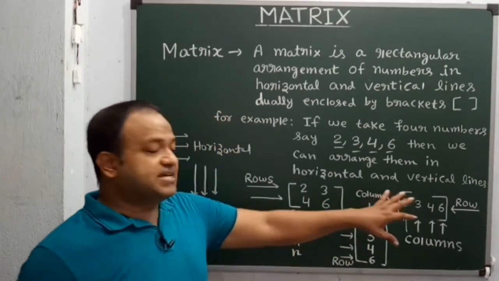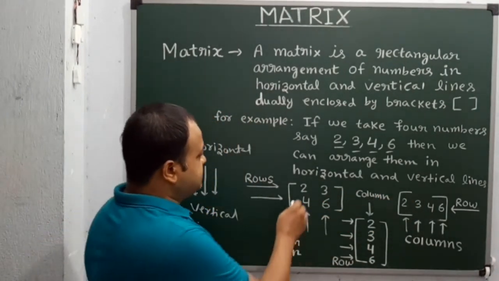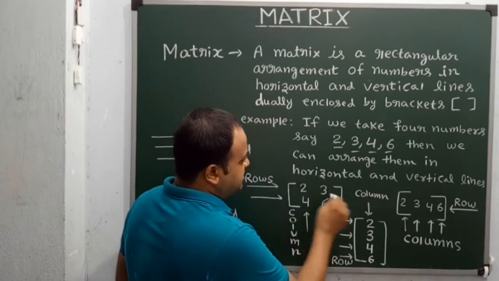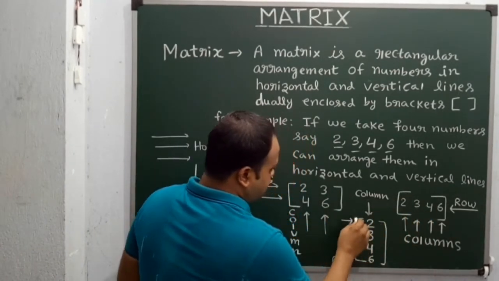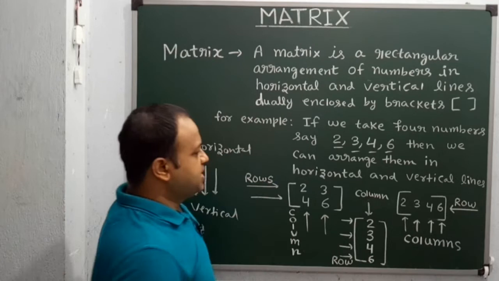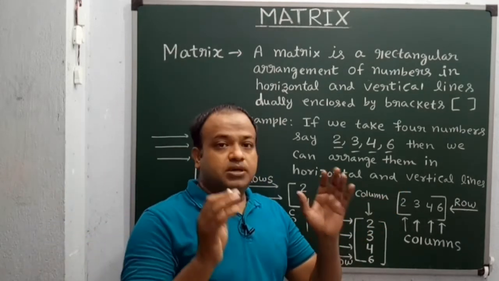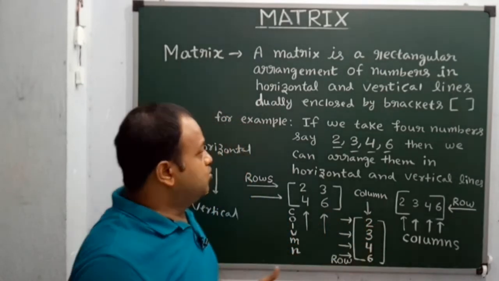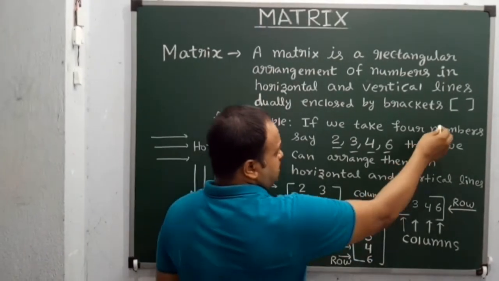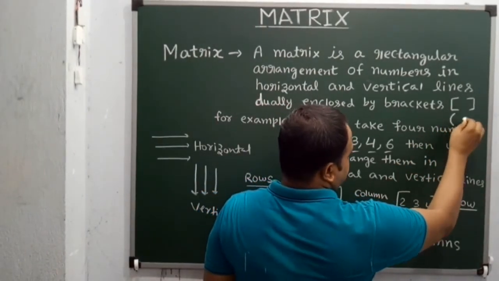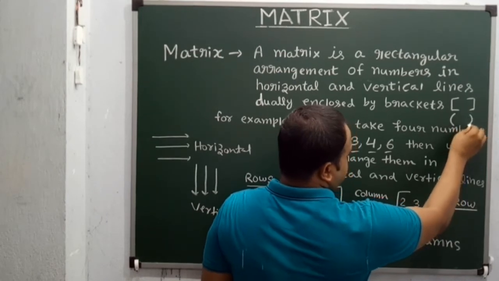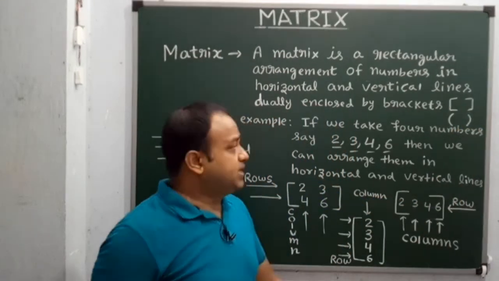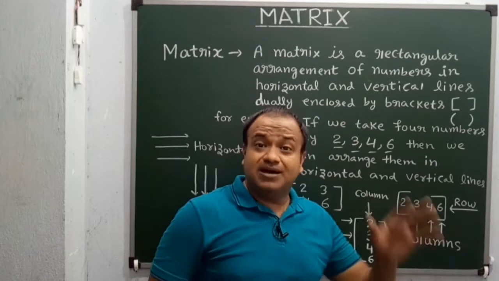So all these are rectangular arrangement. We can see the shape is just like rectangle. Here also we are getting the rectangular shape. Here also getting rectangular shape and you have to keep these numbers in bracket. Now bracket can be used in this way also and some people also use in this way. Both are correct. You can use either of the brackets.